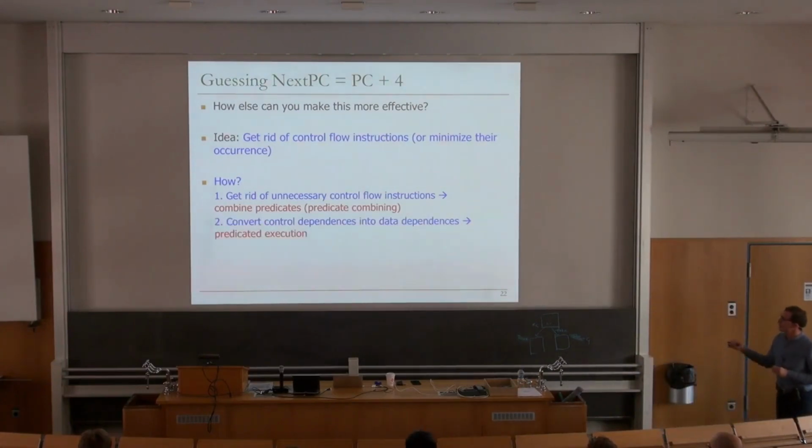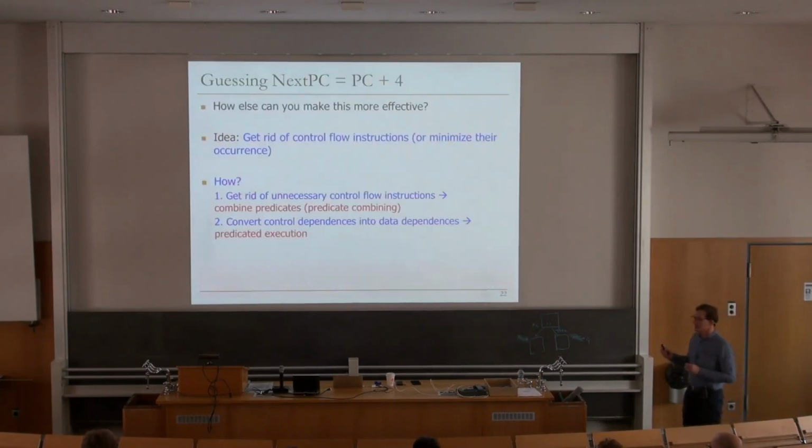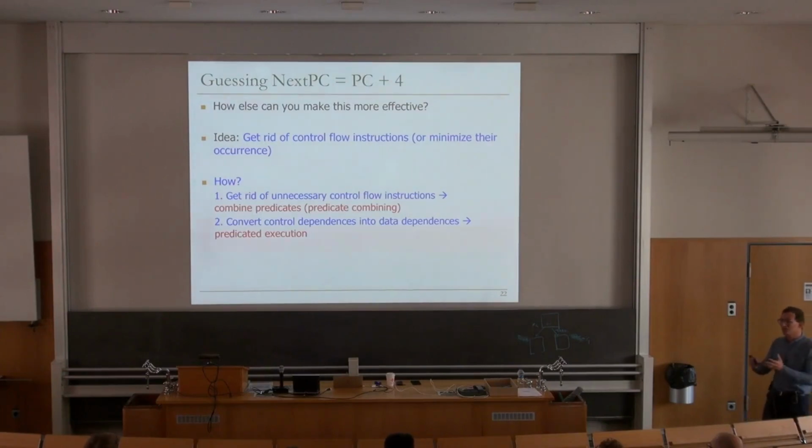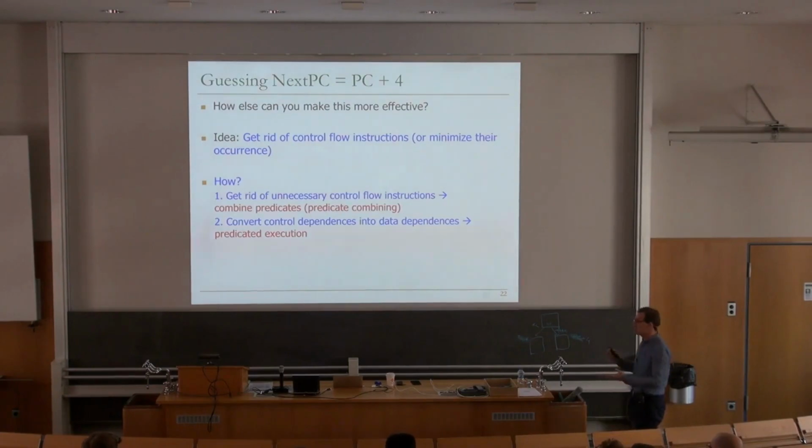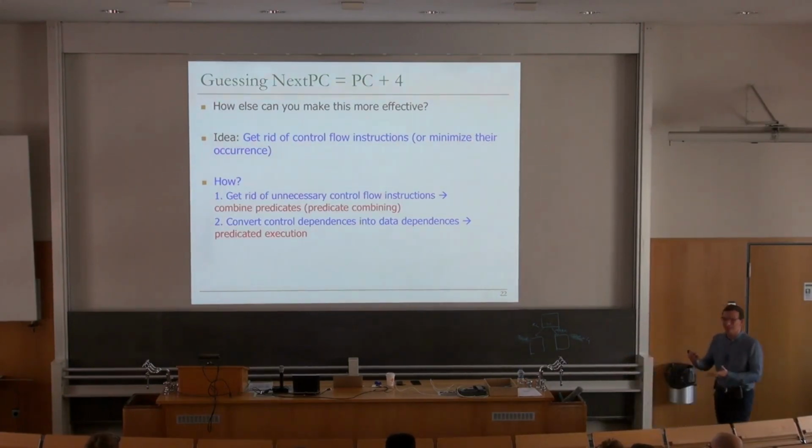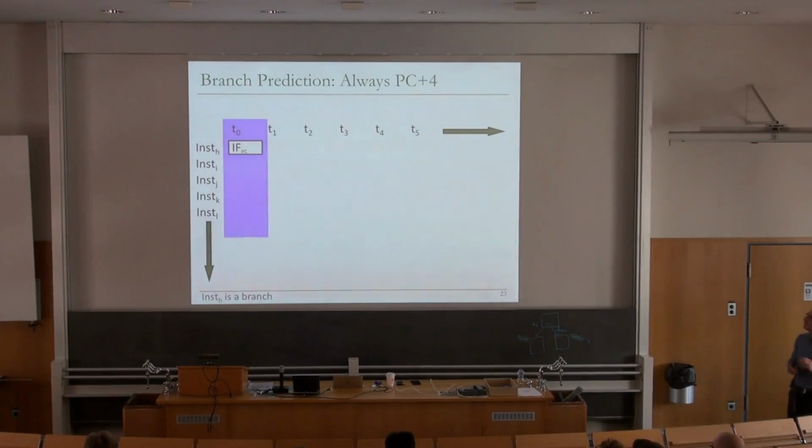Or you could convert control dependencies into data dependencies, and this is the idea of predicated execution that we will talk about. I'm not going to get into this now, but basically you can convert a branch into a data dependency. And you could use that data dependence. Now you have another problem, which is how do you handle that data dependence, but that data dependence may be easier to handle. So we're going to talk about that. If you've seen digital circuits, you've seen predicated execution at least a little.